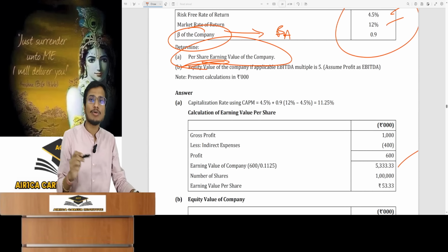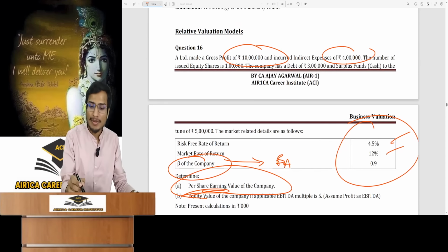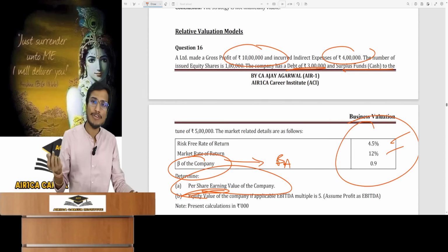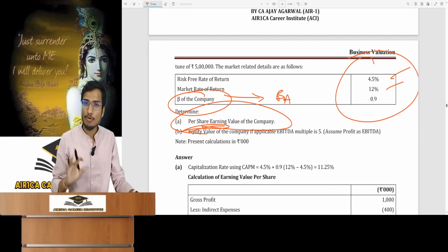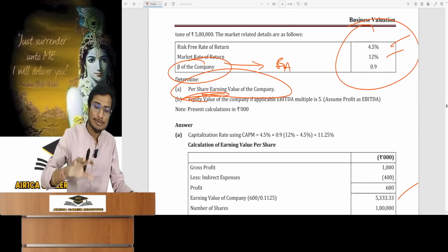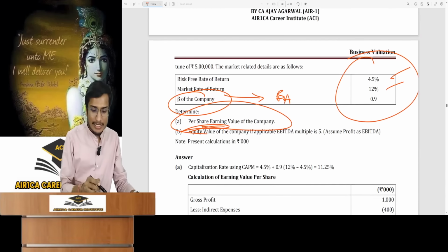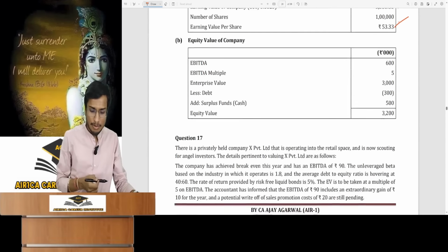For per share earning value, should we directly calculate it? Now use your brain. If it says per share, should I adjust for debt, cash, calculate equity value and then make it per share? That would be your foolishness. You have to follow the foolishness of the institute. This is the institute's mistake. Now don't add your own foolishness to it. That's all. So this is earning value per share. Now let's move on. There is nothing else in this question.